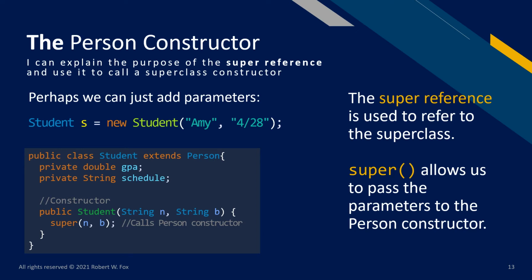So in an inheritance relationship, we have the ability to refer to the superclass using the word super. And so when I say super, I'm telling the constructor here in student to call the constructor of person, the superclass. And I'm sending that constructor exactly what it needs, the name and the birthday. And so this allows the code to now be wired up correctly so that it actually works.